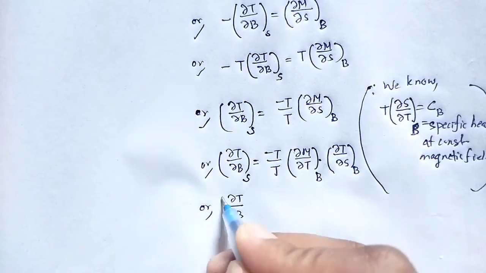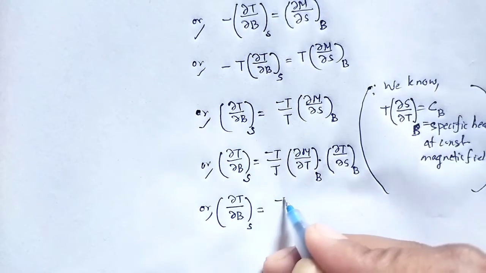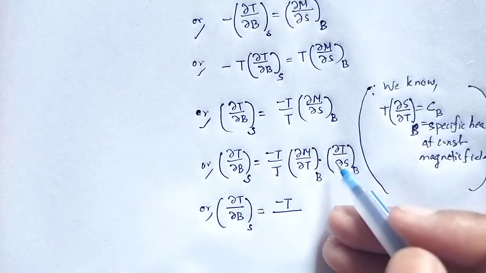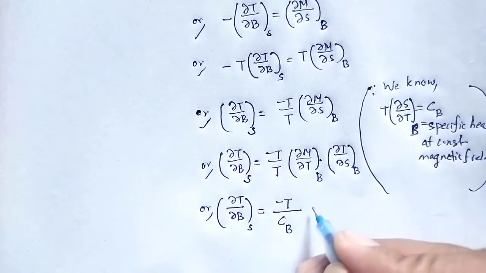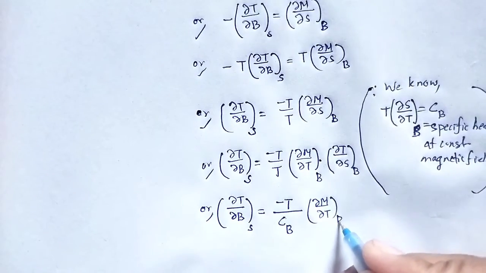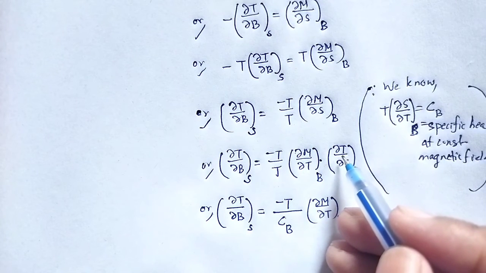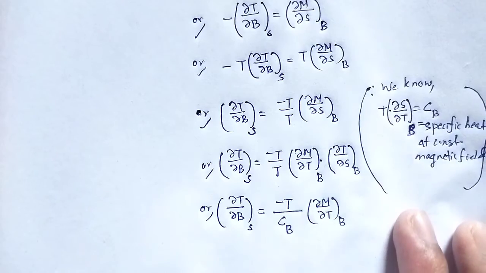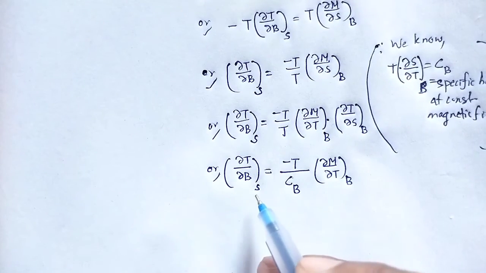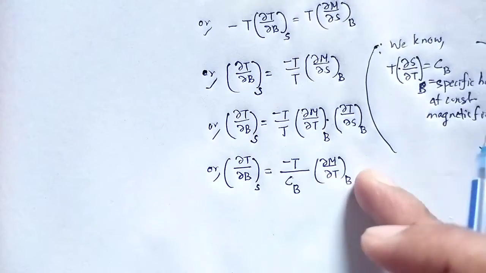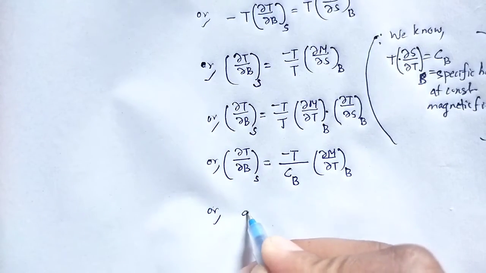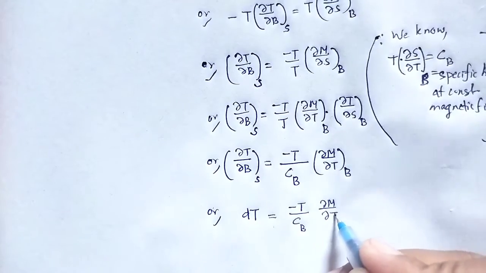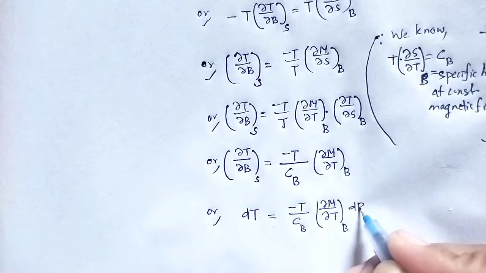Now del T by del B at constant S is equal to minus T into del T by del S, so minus T divided by Cb, del M by del T at constant B, where 1 by T into del S by del T is Cb here. Now, for a small adiabatic change dB in the magnetic field, the corresponding change in temperature will be how much? So dT is equal to minus T by Cb, del M by del T at constant B, into dB.